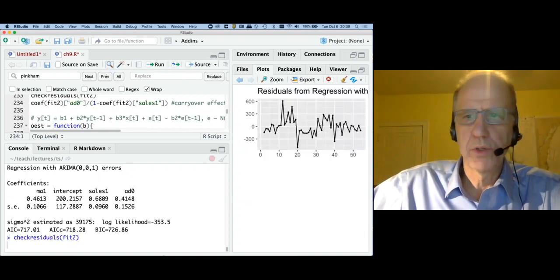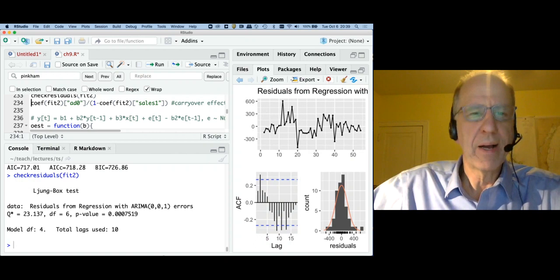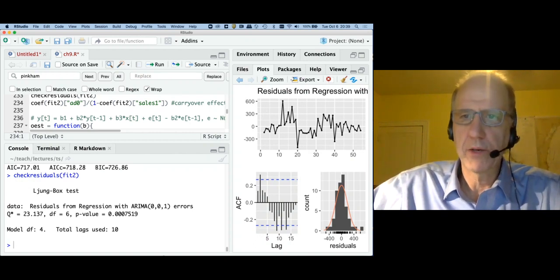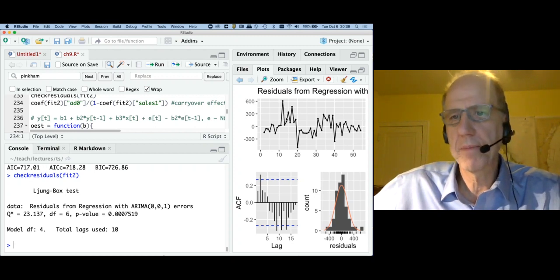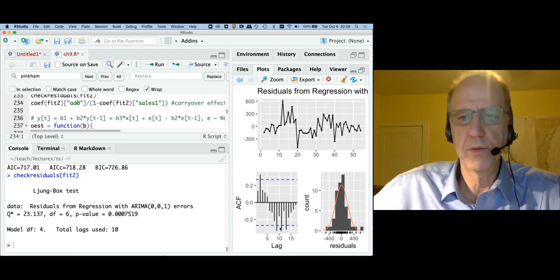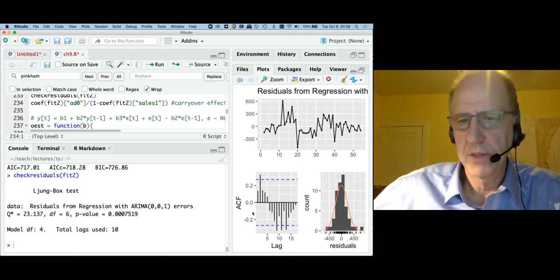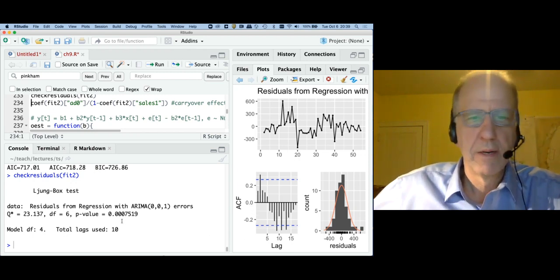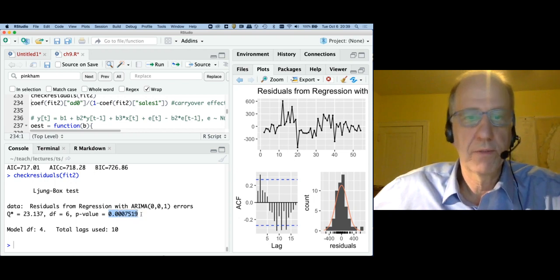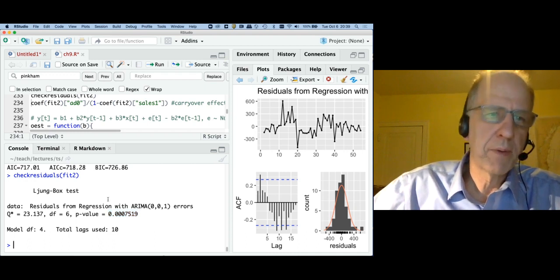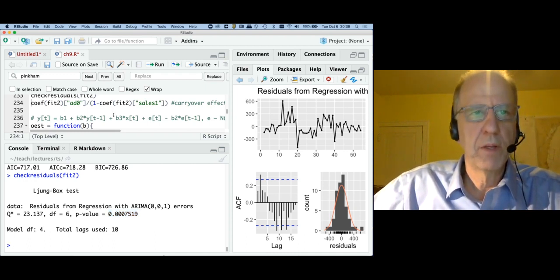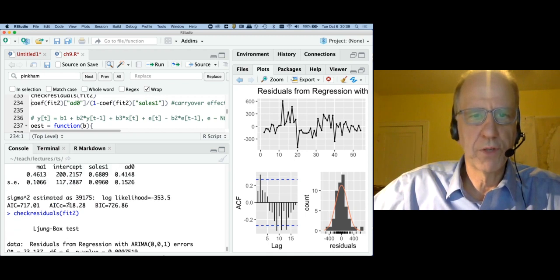If I look at my residuals, they're not great. I'll be honest with you, they're not great. There are systematically positive residuals. I've got a couple of significant ACF values, more than I can just write off as by chance. And then my Box-Ljung test is very highly significant. So I'm not completely happy with this, but let's go look at the coefficients.